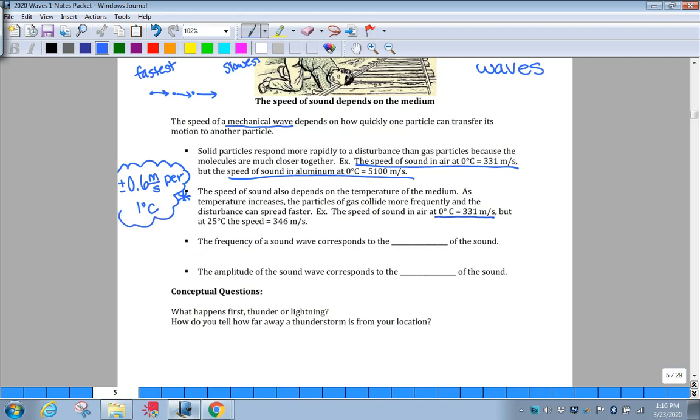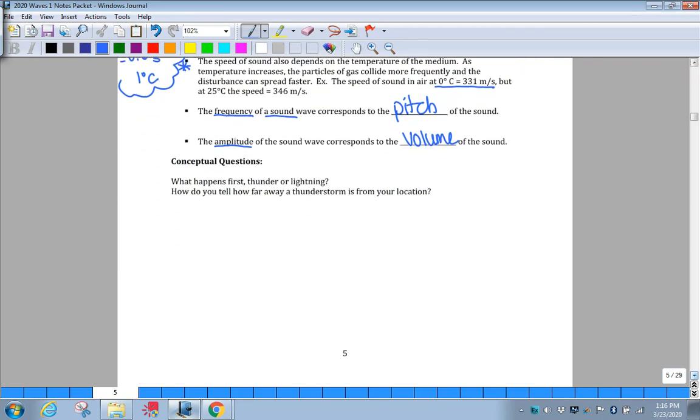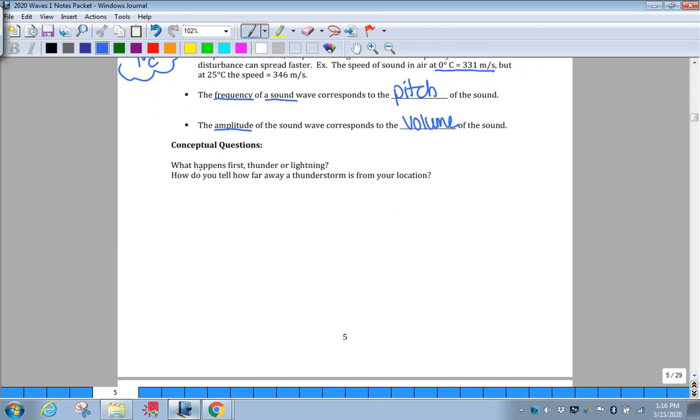All right, so other important things. The frequency of a sound wave corresponds to its pitch. And we went over this one before. The amplitude of the sound corresponds to its volume. Okay, amplitude, amplifier, energy of the wave, they're all related. All right, conceptual question over here.